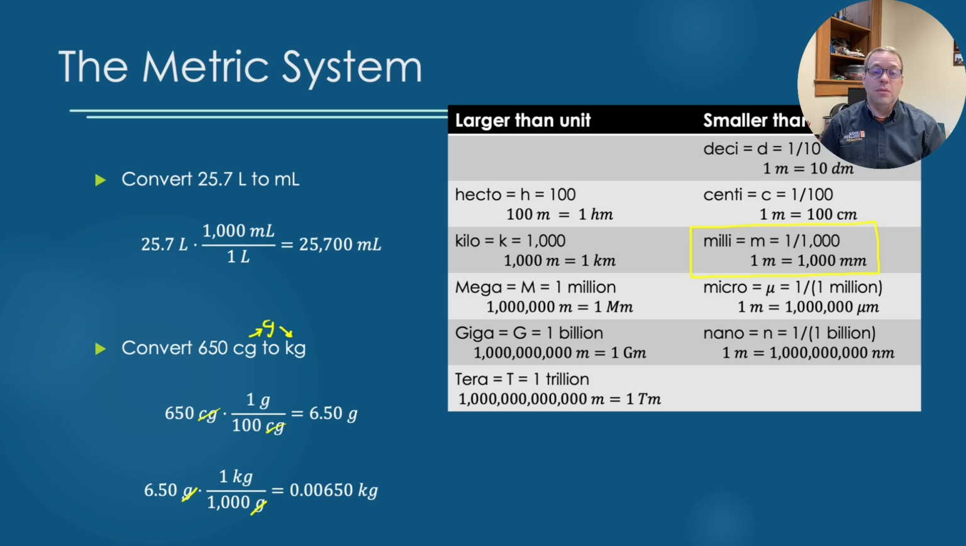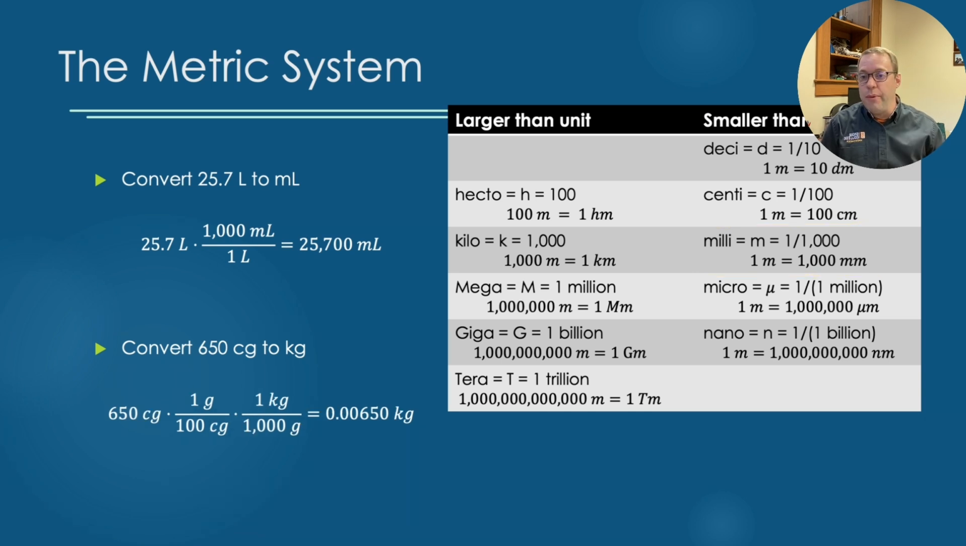Now, how can we make this easier? Well, we can just ignore that middle step. Instead of calculating it here, we can go directly from centigrams to grams to kilograms. So we take 650, divide it by 100, and then divide it by 1,000, and you get exactly the same number. Kind of a cute little trick there.